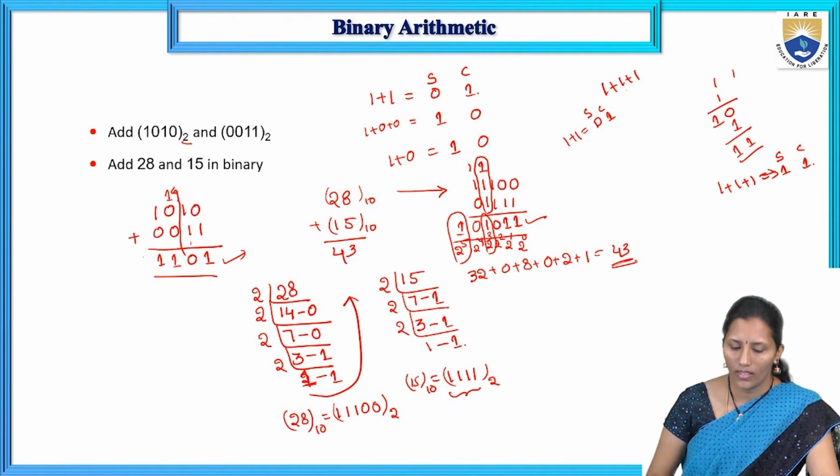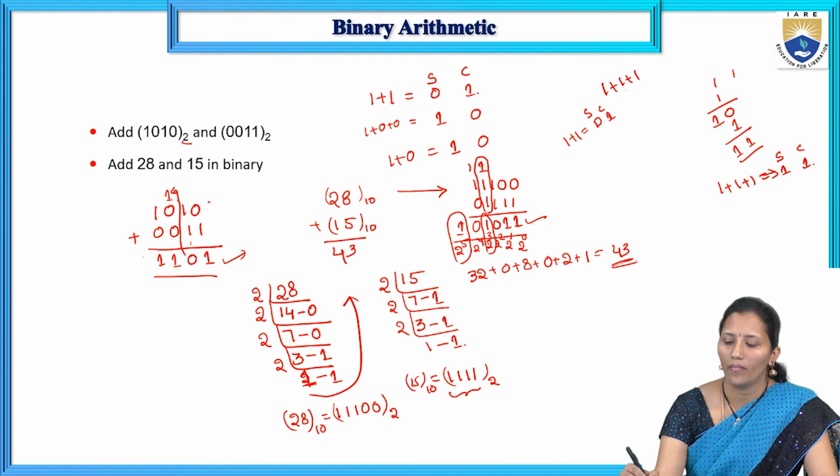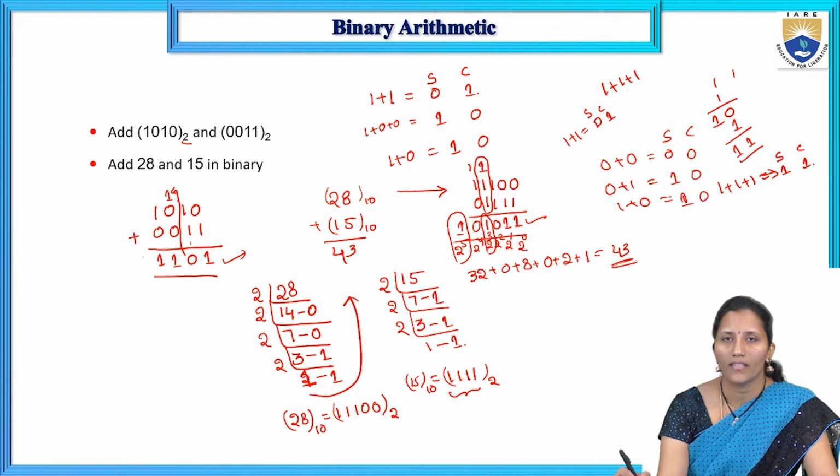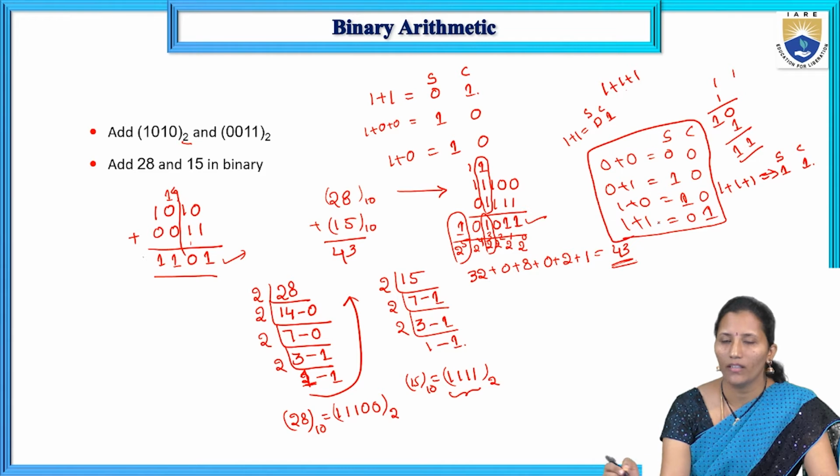Okay. So if you want to perform binary addition, we just have to remember the single digit addition. Okay. 0 plus 0, sum is 0, carry is 0. 0 plus 1, sum is 1, carry is 0. 1 plus 0, sum is 1, carry is 0. Okay. 1 plus 1, the sum is 0, the carry is 1. If we remember this one, we can perform binary addition. It will be easy.